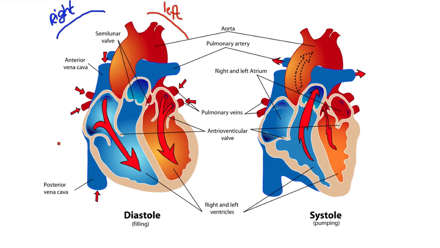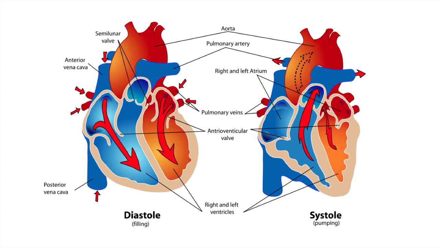Now there are a number of valves that are found throughout the heart, and there are a number of parts of the heart that we need to know. The first thing I want to point out is here we have the right atrium and the left atrium. So this chamber is the left atrium, this chamber is the right atrium, and then we have the right ventricle and the left ventricle. Same thing over here. We have the right ventricle, left ventricle, right atrium, and left atrium.